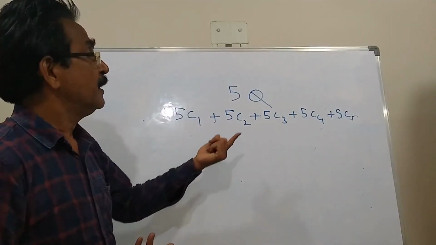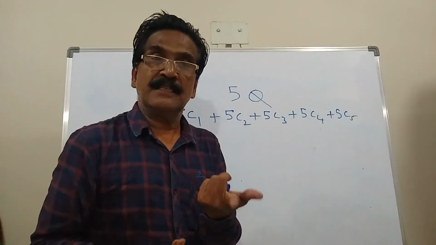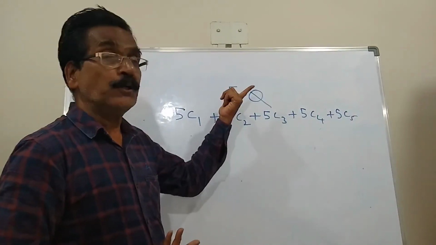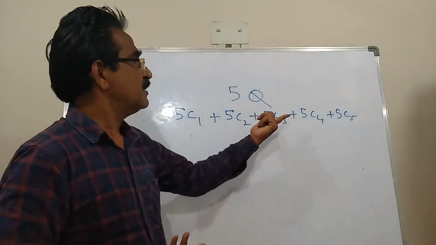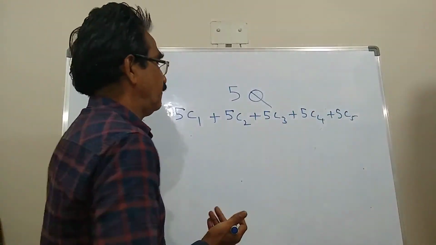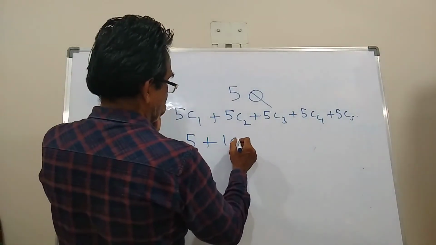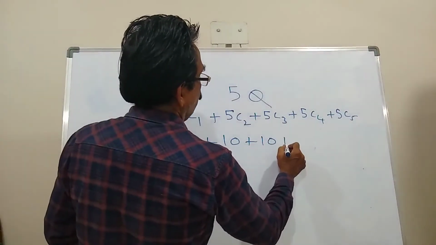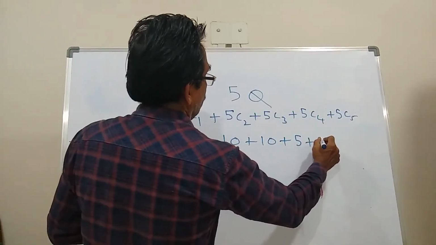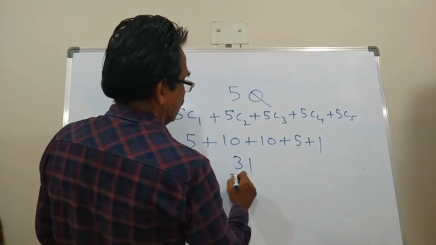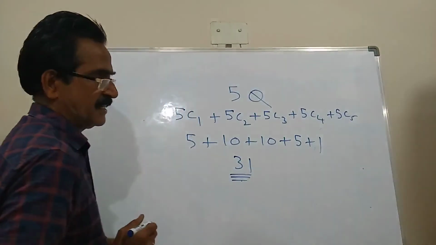So 5C1. He can attempt 2 questions. That is 5C2, any 2 questions from the given 5 questions. Same way 5C3, 5C4, 5C5. So 5C1 is 5, 5C2 is 10, 5C3 is 10, 5C4 is 5, 5C5 is 1. Total number of cases is 31.